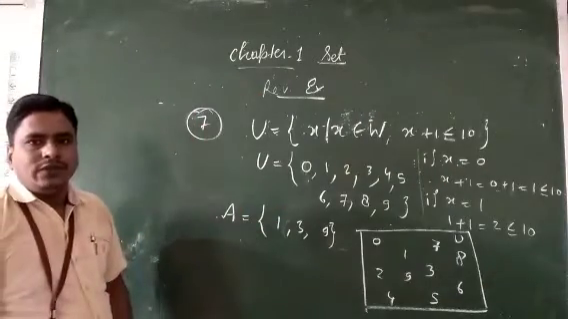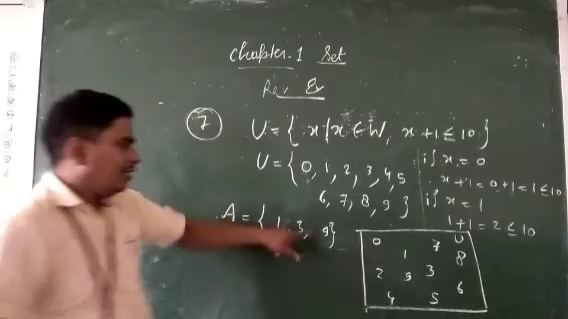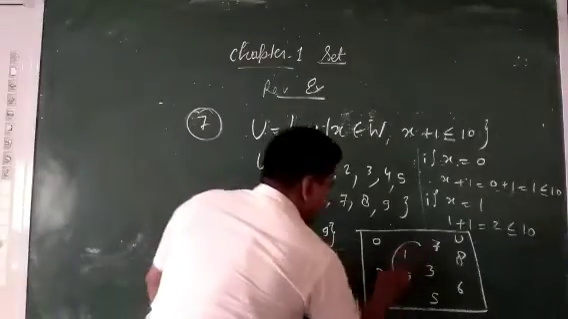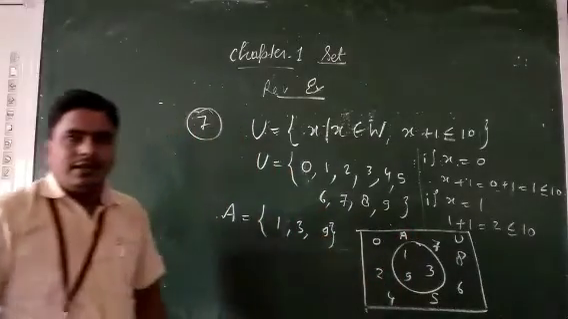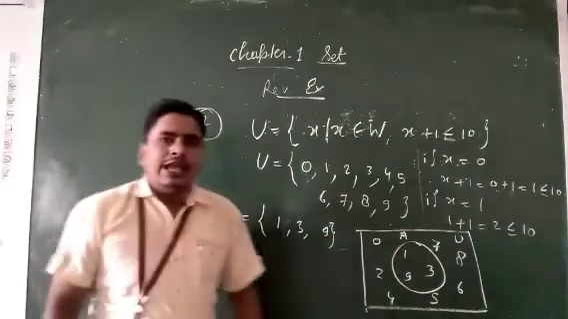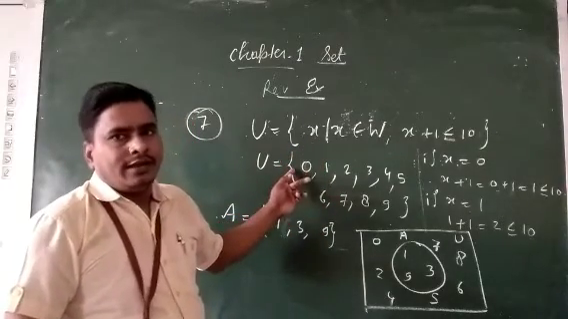Now we will draw a circle for set A. Only 3 elements are there. So this represents the Venn diagram for this universal set and set A.